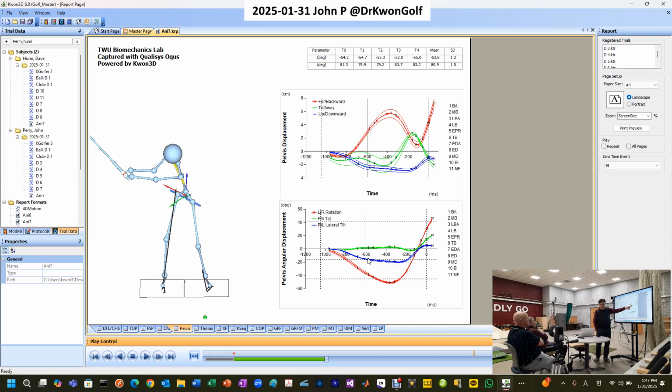And then this green line shows the lateral motion here. If it's negative, then it's going in the away direction. And if it's positive, then it's moving toward the target. And that's the center of my pelvis? Yeah, right in the center.